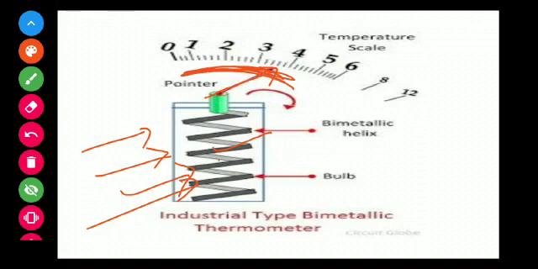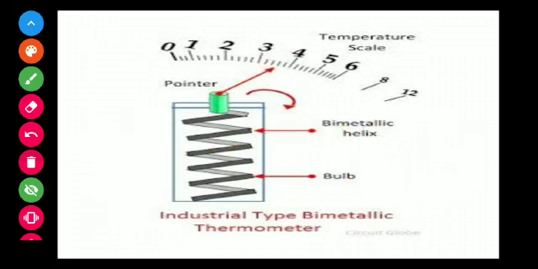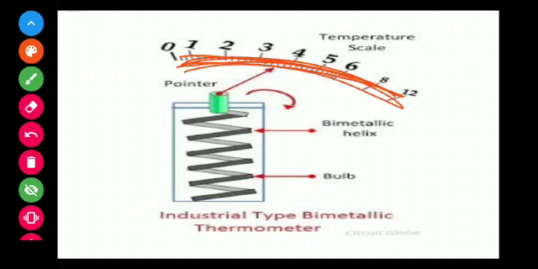Why does the pointer move on the scale? The pointer moves on the scale because of the bending of the bimetallic strip. And why is there a bending of the bimetallic strip? Because when we supply heat, when this bimetallic strip receives radiation from the furnace, due to that heat there is an expansion in metal 1 and metal 2, and due to unequal expansion there is a bending in the bimetallic strip, and due to bending there is a movement of the needle on the scale, and due to this movement we can measure the temperature of the furnace.